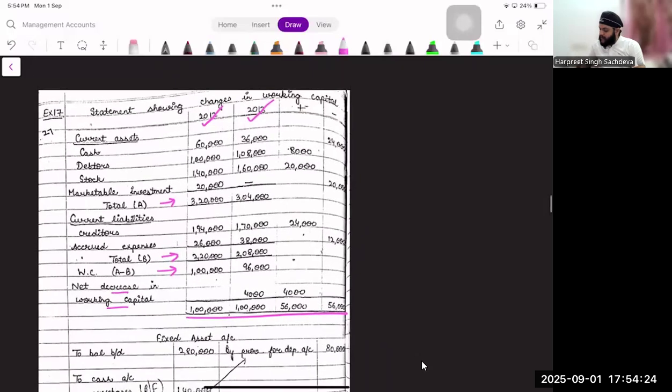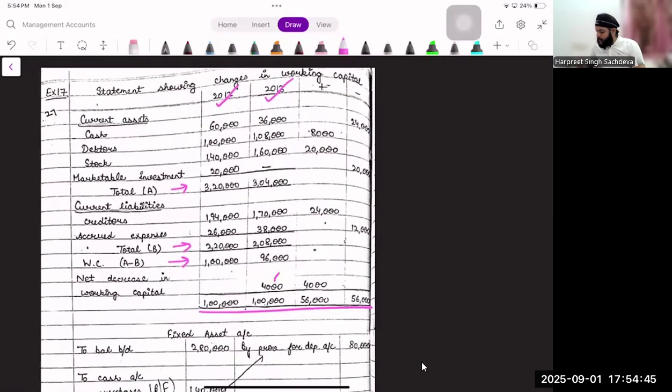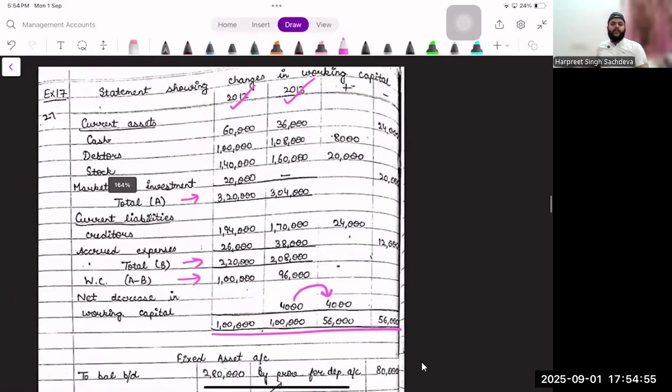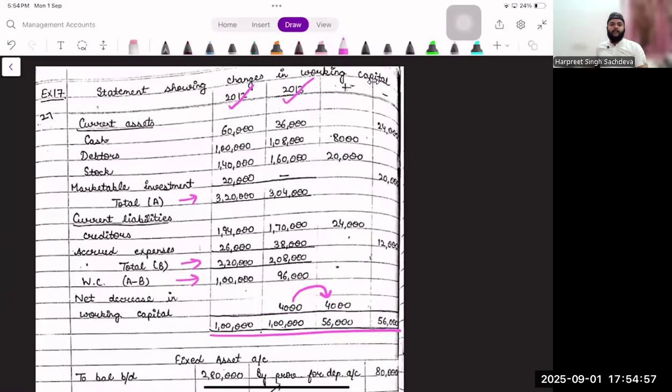Secondly, if current assets are decreasing, we'll put in the negative side. If these are increasing, we'll put in the positive side. ठीक है. Current liability is decreasing, we'll put in the positive side, and current liability is increasing, we'll put in the negative side. Any doubt, yes or no? We have discussed this concept easily. And the second column, net decrease in working capital, will go to third column. If there was increase in the first column, it will go to the fourth column. Any doubt in the first statement, that is statement showing changes in working capital?